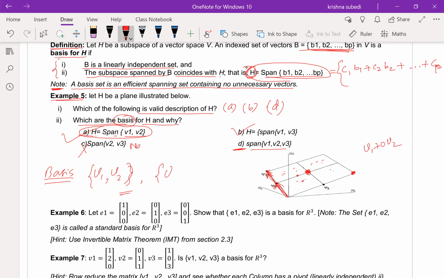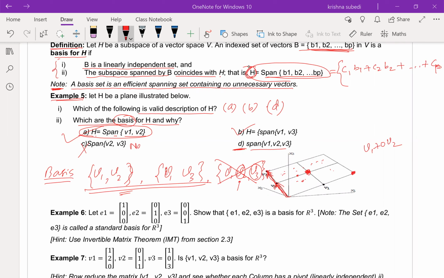How about v1 and v3? Yes, they are necessary, so v1 and v3 can be a basis. And how about v1, v2, v3? There is one extra vector, so this cannot be the basis. Either you can remove v2 or you can remove v3, but there are more vectors than required. So that is not a basis. Basis means only these two sets. This is all about basis.